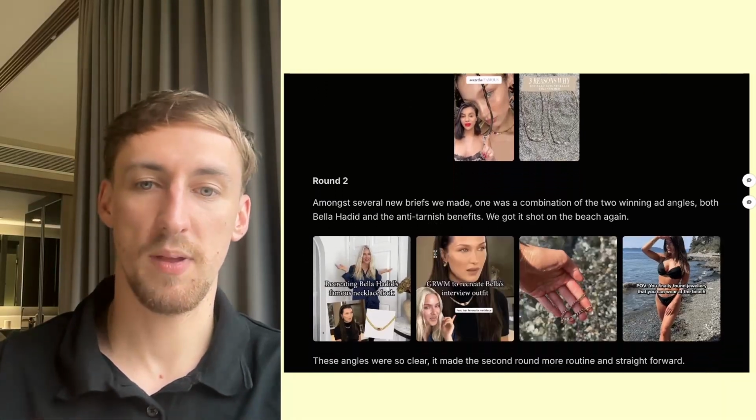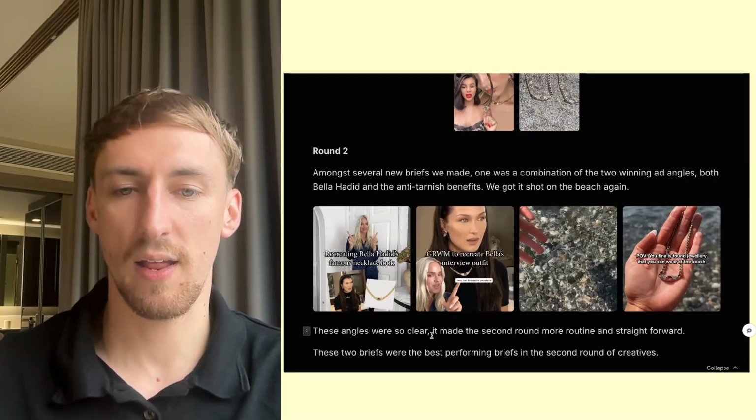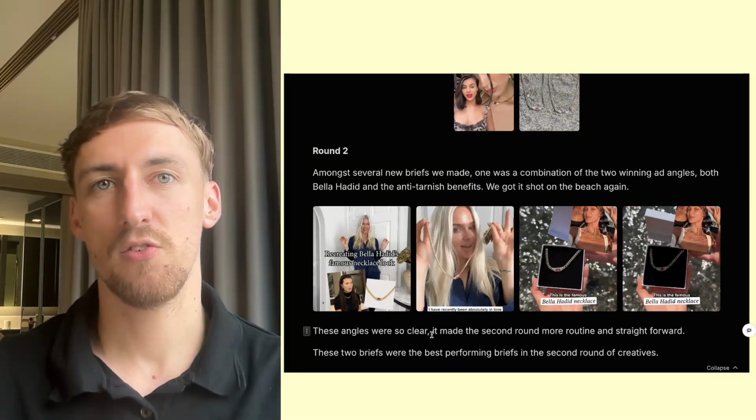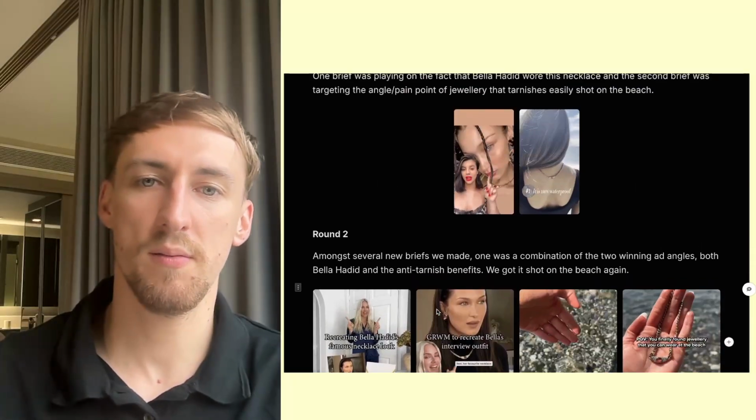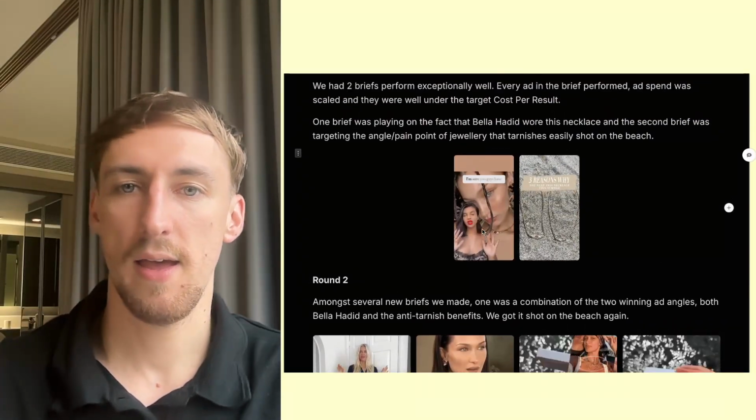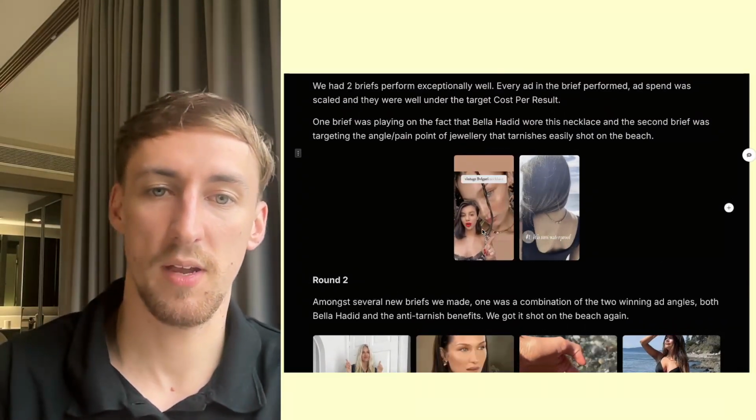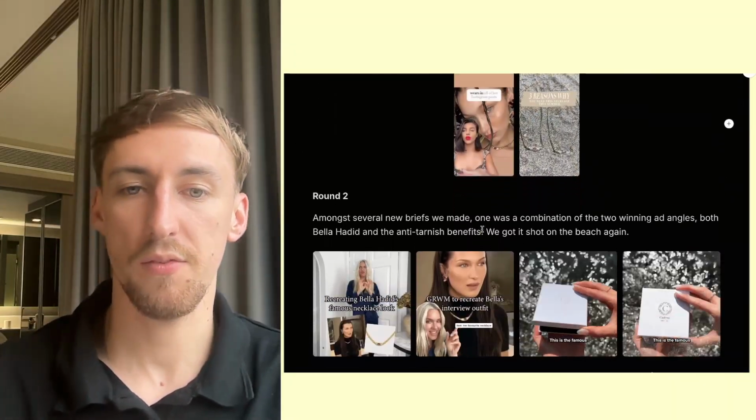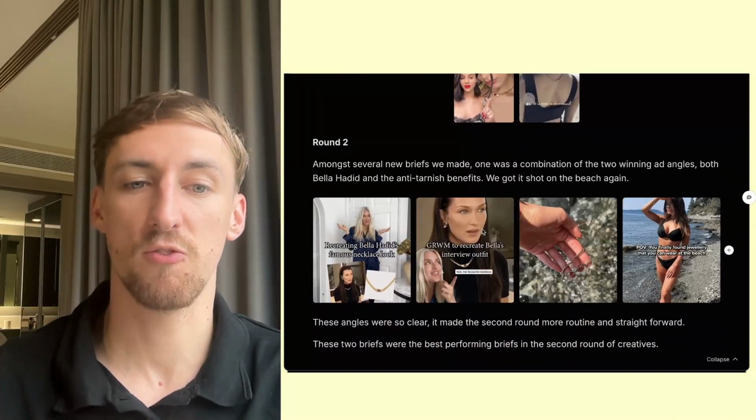And then we got it shot on the beach again, and it performed really well. They were so clear, it made the second round so easy to build from, because you come in, you look at the creative strategy, you see, okay, this is a pain point, it was shot on the beach, all the details in there. And then you come to create your second round and you can build from it very easily.